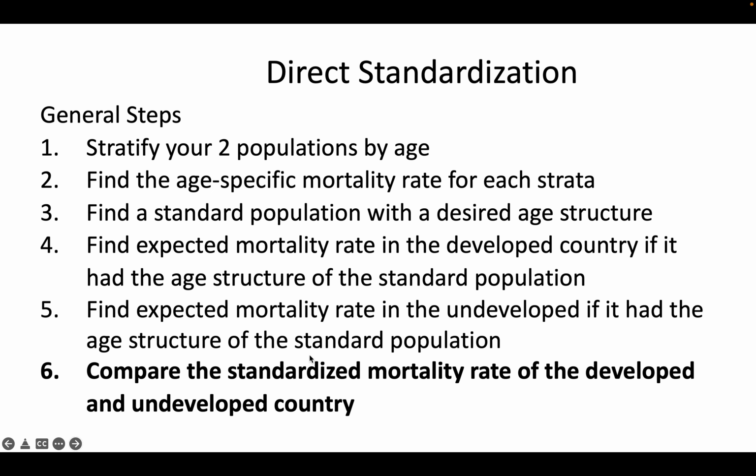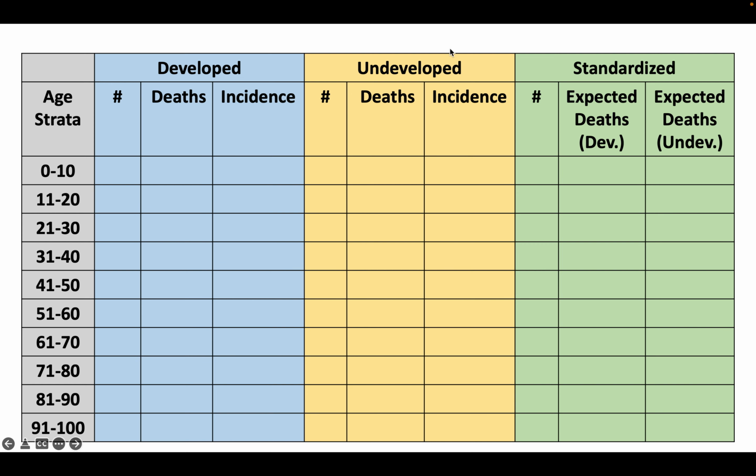And lastly, you compare the standardized mortality rate in the developed and undeveloped country, because now they're on a more level playing field where you've standardized the age distribution, so this confounder isn't influencing these measures when you're comparing them. So this looks more complicated than it is.